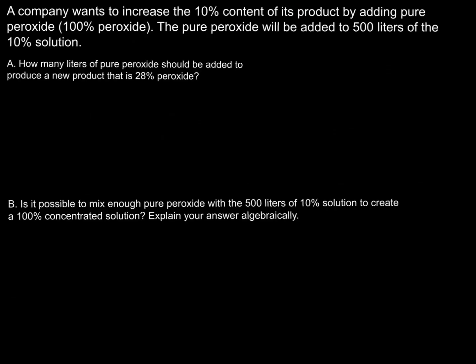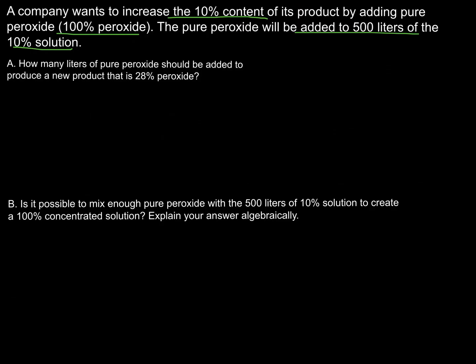All right, so when I'm taking a look at this situation here, there are some key pieces of information that are going to help me get there. So I know that I want to increase a 10% concentrated solution. If I think about that in general, that means 10% of my solution is this pure content. And I'm going to do that by adding the pure peroxide. So in order to do that, I'm just going to dump in some more pure peroxide. The pure peroxide will be added to 500 liters of the 10% solution. So when I take a look at question A, I'm going to need to figure out what I need to do to make my concentration 28%. And here the method that is going to help us get there is to create an equation which will model this situation.